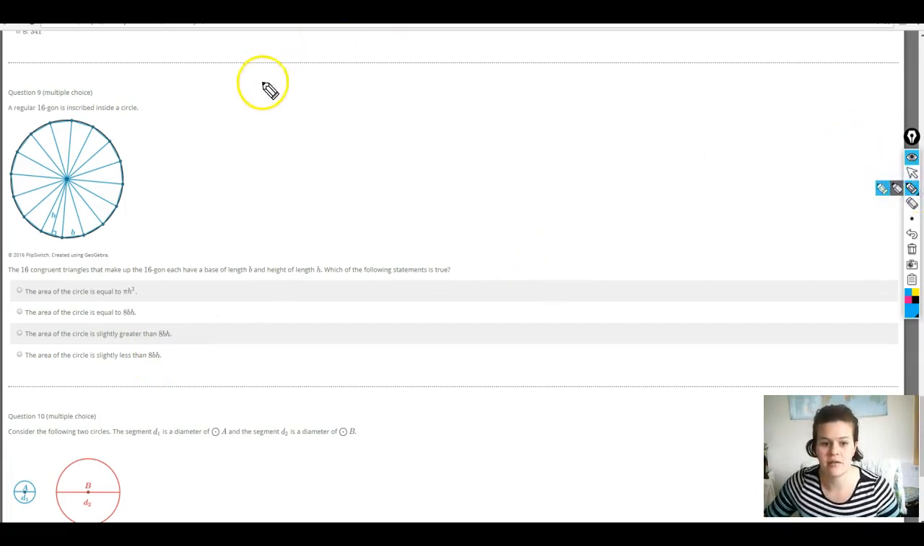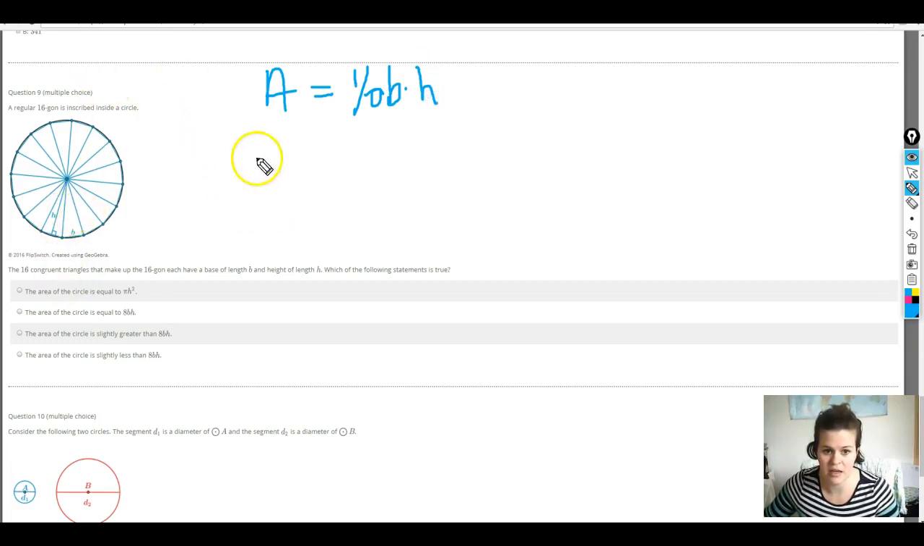So the area of a triangle is equal to 1/2 its base times its height. And since there are 16 of these, the area of the 16-gon is going to equal 16 of the areas of our individual triangles that make it up. So 16 times 1/2 times the base times the height.